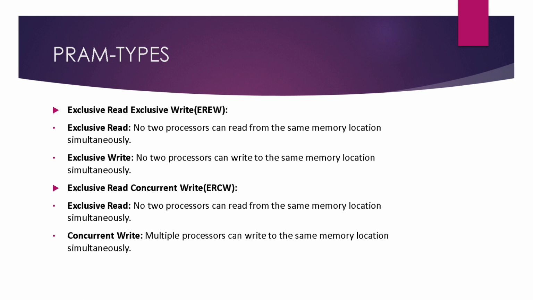First one is exclusive read, exclusive write. It means that no two processors can read from the same memory location simultaneously, and no two processors can write to the same memory location simultaneously. Next is exclusive read, concurrent write. Here, no two processors can read from the same memory location simultaneously, but multiple processors can write to the same memory location simultaneously. That means concurrent write.